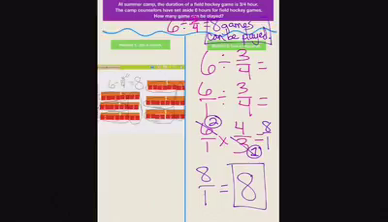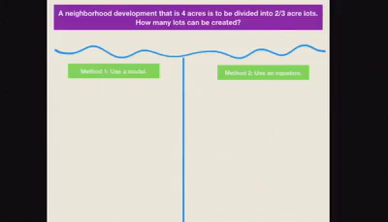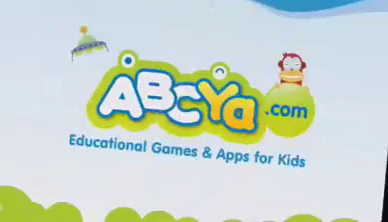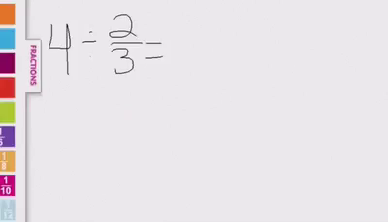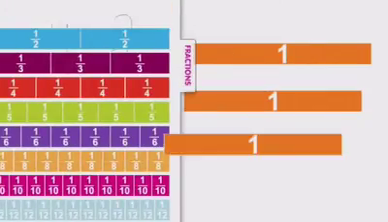Got just one more to try. A neighborhood development that is 4 acres is to be divided into 2/3 acre lots. How many lots can be created? So we need to do 4 divided by 2/3. Okay, so let's try this first by using a model. Pull up your virtual manipulatives. And I'm going to go ahead and write 4 divided by 2/3. Again, start by modeling the number 4.